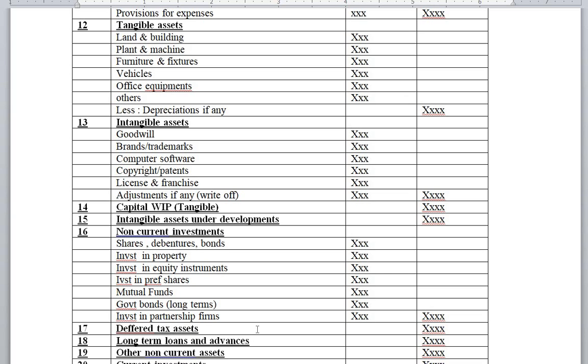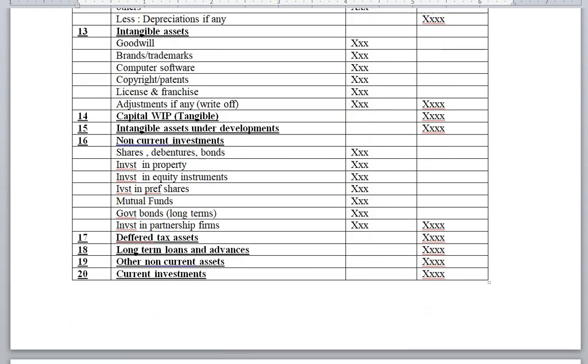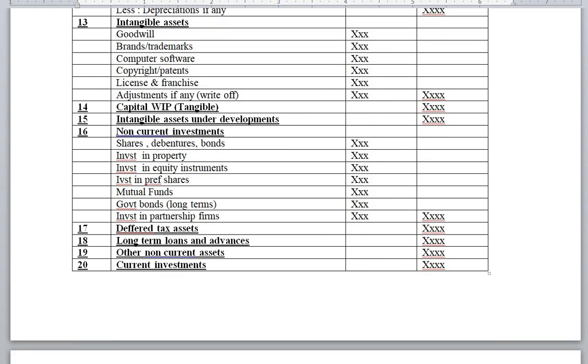Next is deferred tax asset. As I told you regarding the accounting income and taxable income, if accounting income exceeds, then it will be treated as deferred tax asset. So if an item is given like that, it will be posted back in the balance sheet. And long-term loans and advances, if any, given in the question, and other non-current assets, if any, given in the question, will also be posted back in the balance sheet. And next comes the current asset.